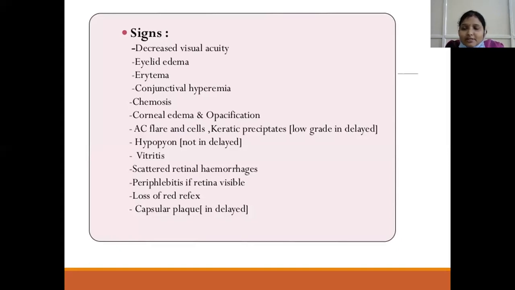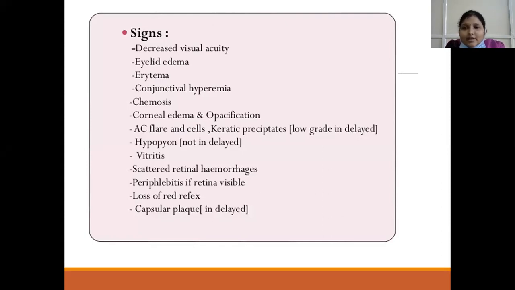What are the conjunctival signs? There can be conjunctival chemosis along with hyperemia. And in the cornea, we have corneal edema and clouding. What are the anterior chamber findings? Similar to other uveitis, there will be cells and flare, and hypopyon is more common. Hypopyon means pus in the anterior chamber.